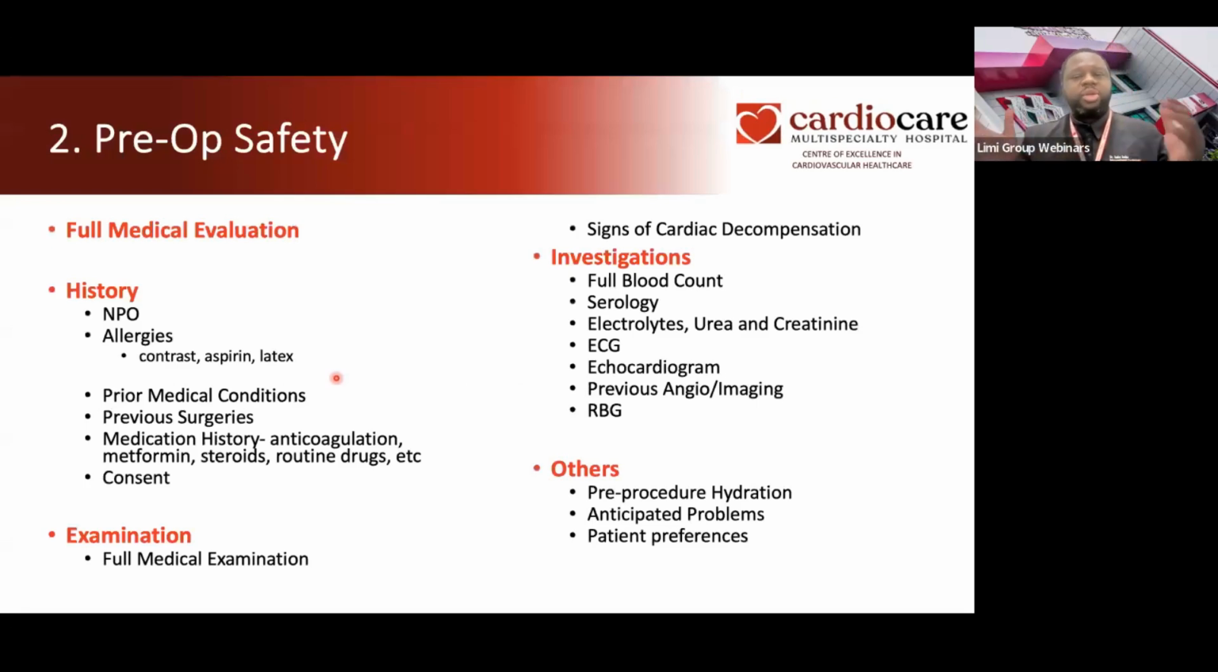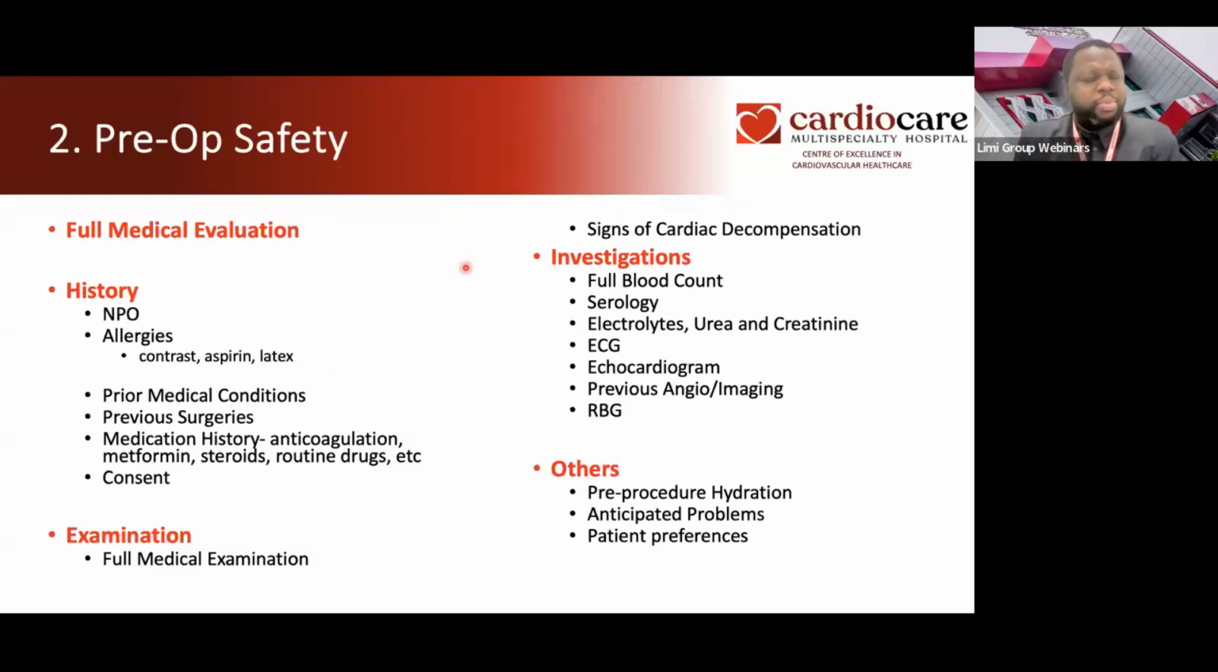And what are some of the things that are there? Number 1 is a full medical examination. You must have a full idea of the history of what brought the patient in, or what are the mitigating factors, and be ready for it. Then we go on to key points in the history.